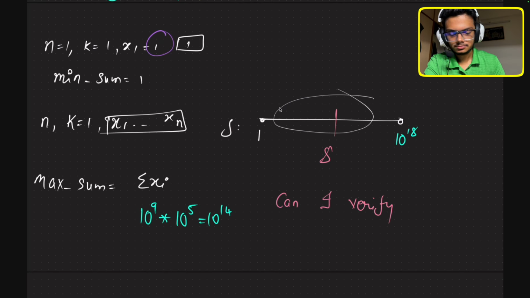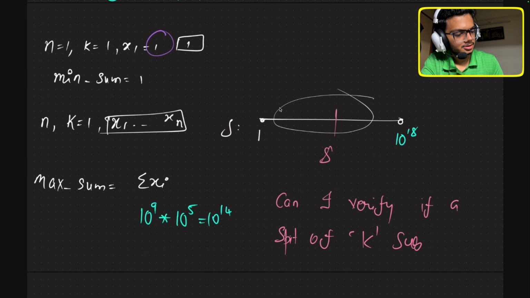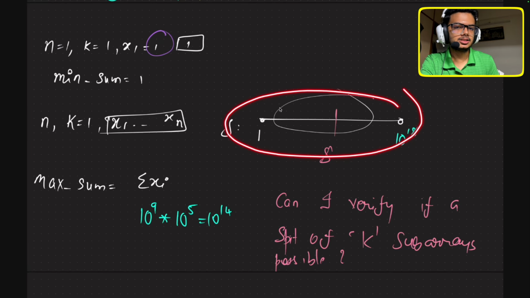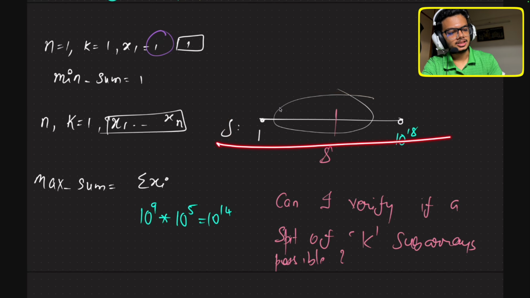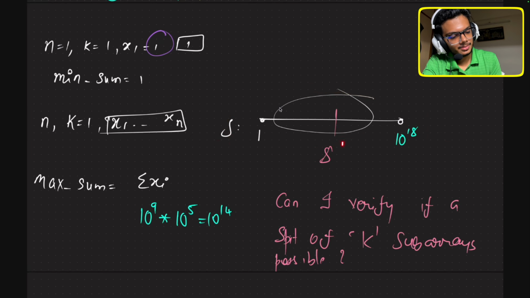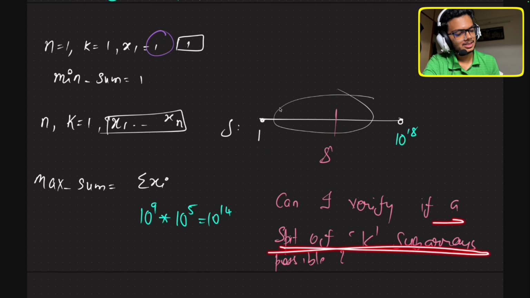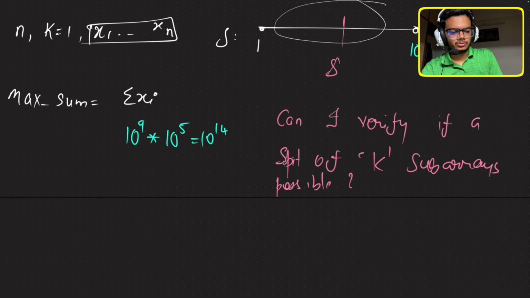if a split of k subarrays is possible? Can I do that? So we know that our sum lies in this range, right? So our answer lies in this range, 1 to 10 power 18. If I give you some any random sum S dash in this range, can you verify if a split of k subarray is possible? Let's see if we can do that.